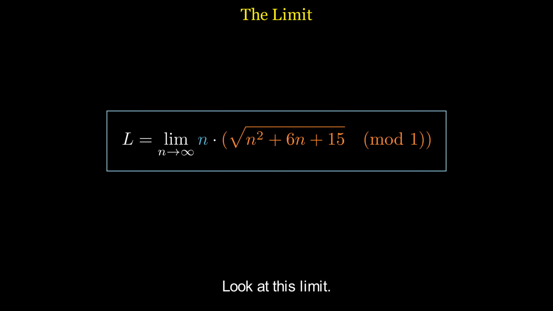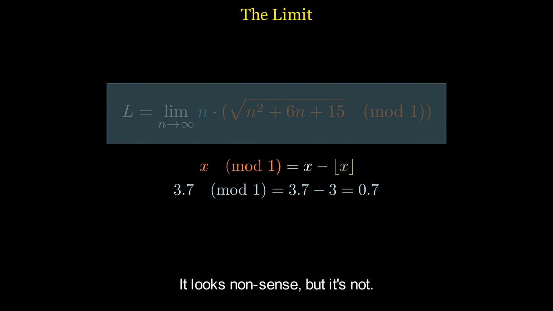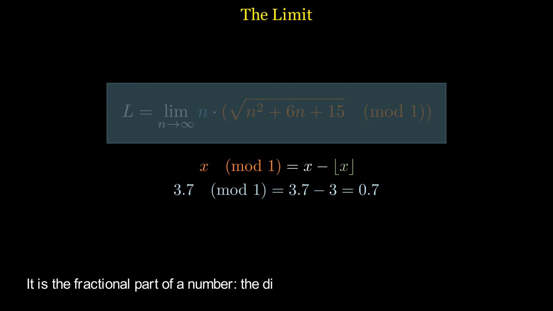Look at this limit, and look at modulo 1 notation. It looks nonsense, but it's not. The definition of modulo 1 is different from what we usually see in modular arithmetic. It is the fractional part of a number, the difference between the number and its floor. For example, 3.7 modulo 1 is 0.7.